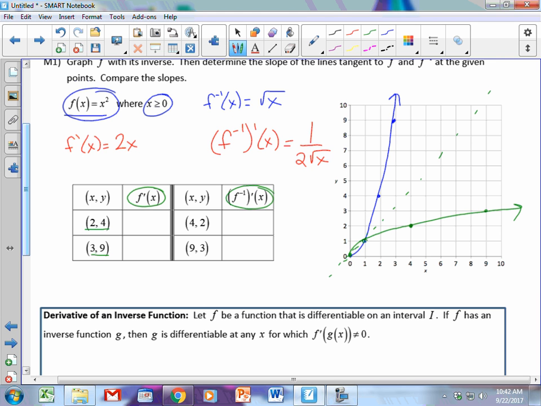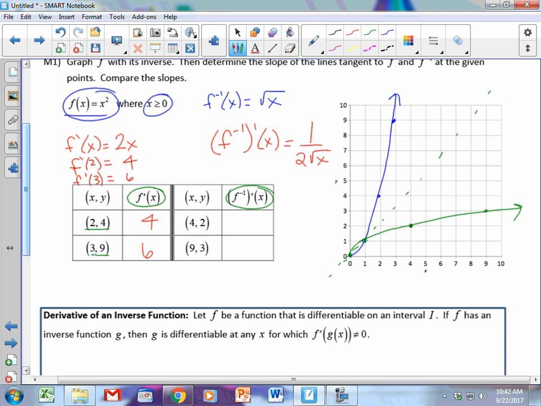Okay. So let's evaluate the slopes of tangent lines on the f function at these particular points. So when x is 2 and y is 4, how do you find the slope of a tangent line? You input 2, right? And you also input 3. So when you input 2, you get 4. Input 3, you get 6, right? So this guy is 4, this guy is 6.